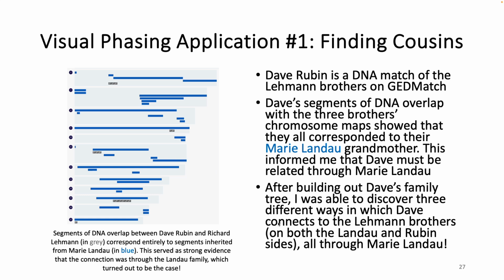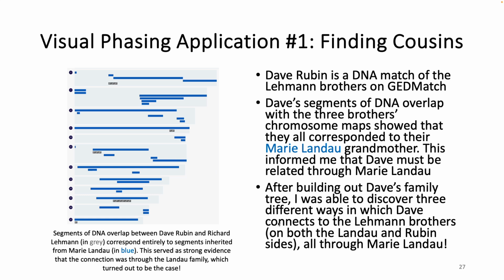And it can be particularly helpful for those who are from endogamous populations, where you get a lot of DNA segments and you don't know if it's just endogamy or a real connection. Well, if you have a visual phasing mapped out, it becomes much easier to discern whether a match is real or just endogamous.